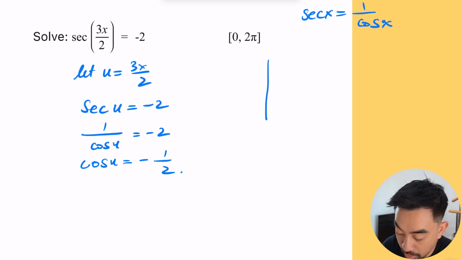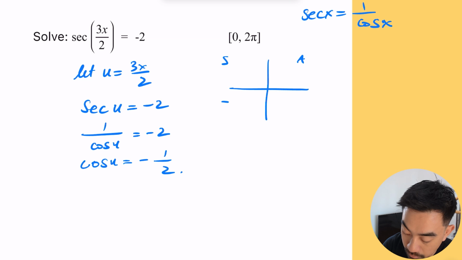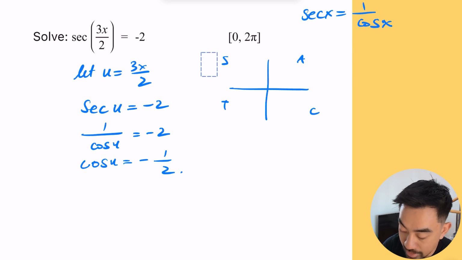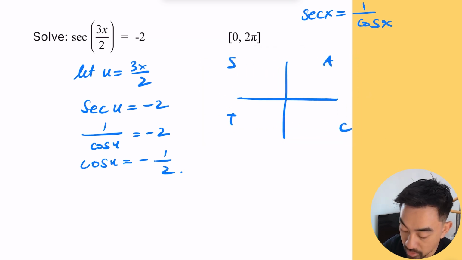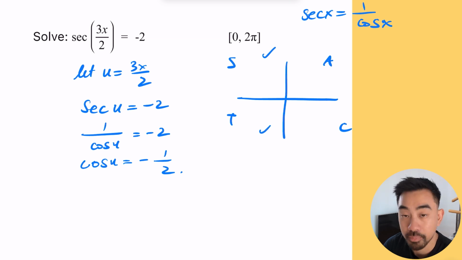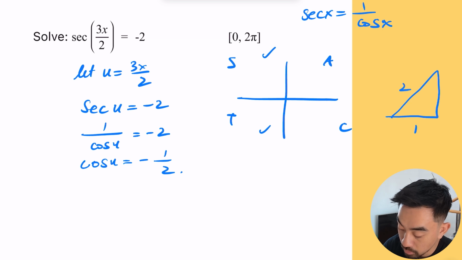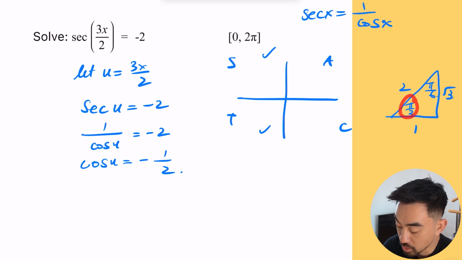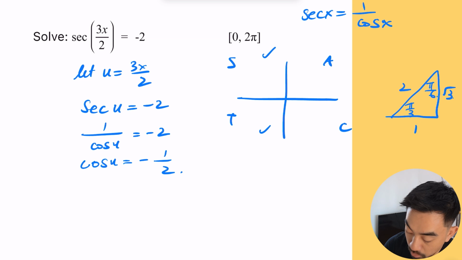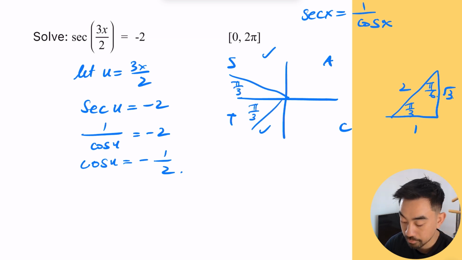So let's draw out our All Stations to Central. And since cos is negative, it's going to be in the second and the third quadrant. Now, how do we get cos to become a half? Well, that comes from our triangle. So we've got pi on 3 here, pi on 6 here. So I think it's going to be pi on 3 because adjacent over hypotenuse is a half. So I'm going to put in pi on 3 and pi on 3 in my quadrants.